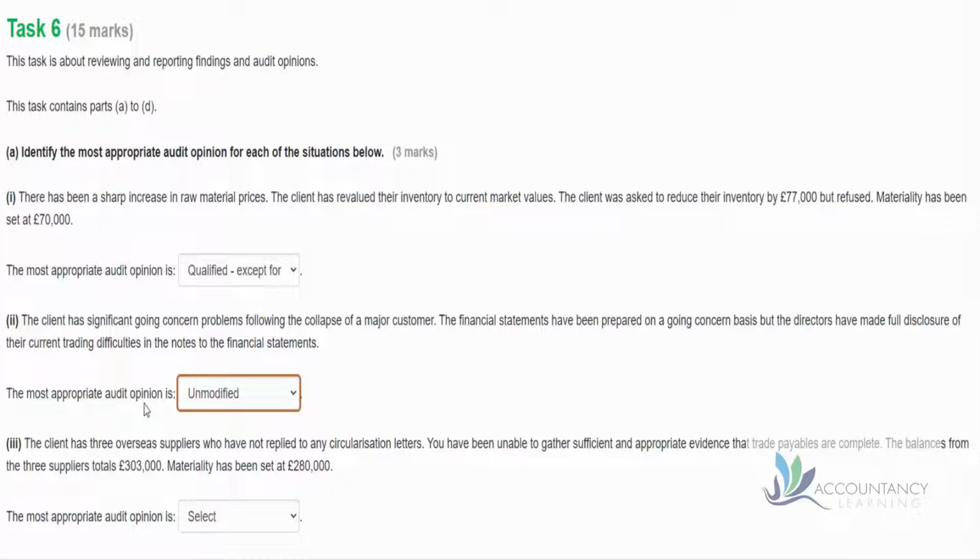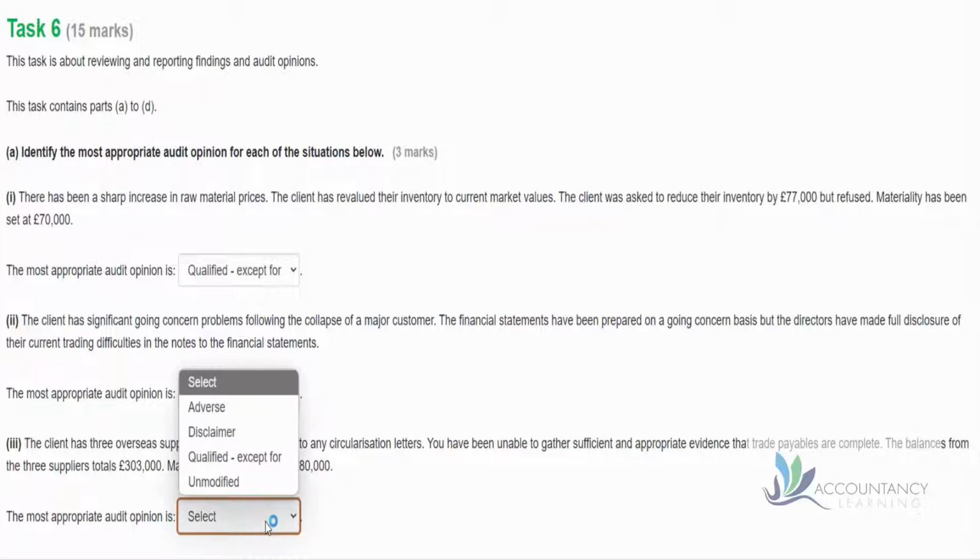Well, this doesn't affect every single number in the accounts, does it? So it's not pervasive because of that. The number isn't so big that it dominates the financial statements, so it's not pervasive because of that either, is it? So it's material but not pervasive, and therefore we'd have a qualified except for opinion. So we'd say except for payables, which may be wrong, but we don't know, do we? Then the financial statements give a true and fair view.